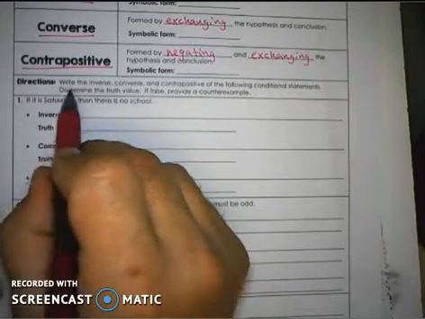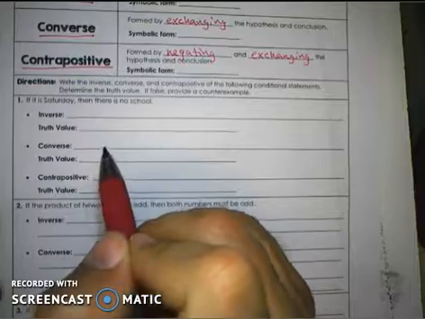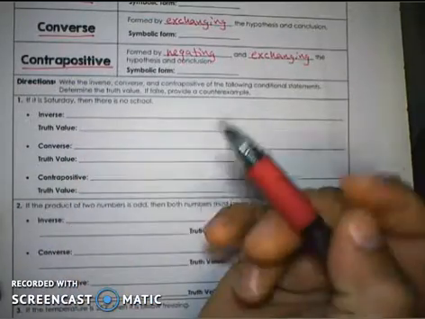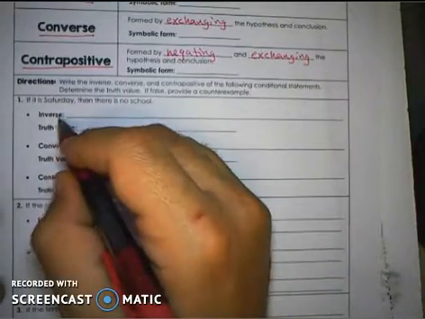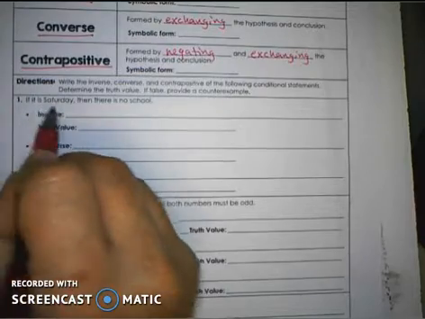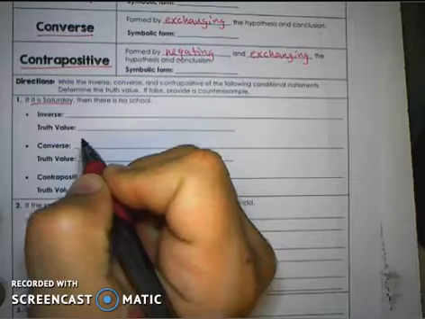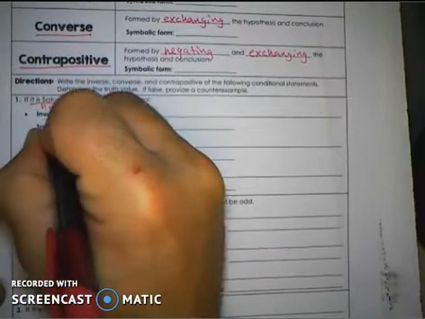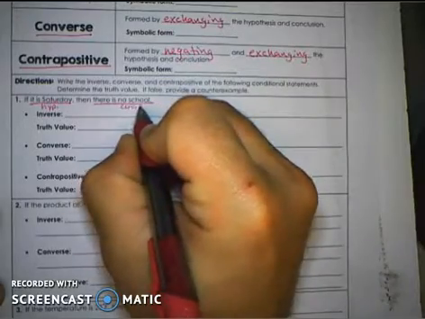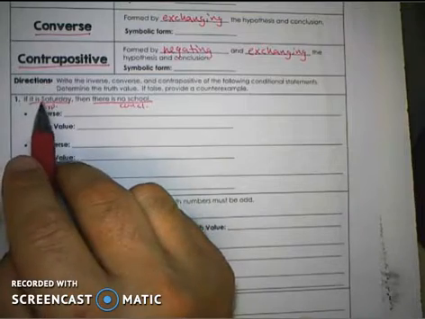Alright, so we're going to write the inverse of the given statement, the converse of the given statement, and the contrapositive of the given statement, and we're going to assess the truth value. We're basically going to say, is this a true statement or a false statement? So first, let's work on writing the inverse of the given statement. So here is our given statement. If it is Saturday, then there is no school. This part about Saturday is the hypothesis, and this part, there is no school, is the conclusion, because it follows the word then.